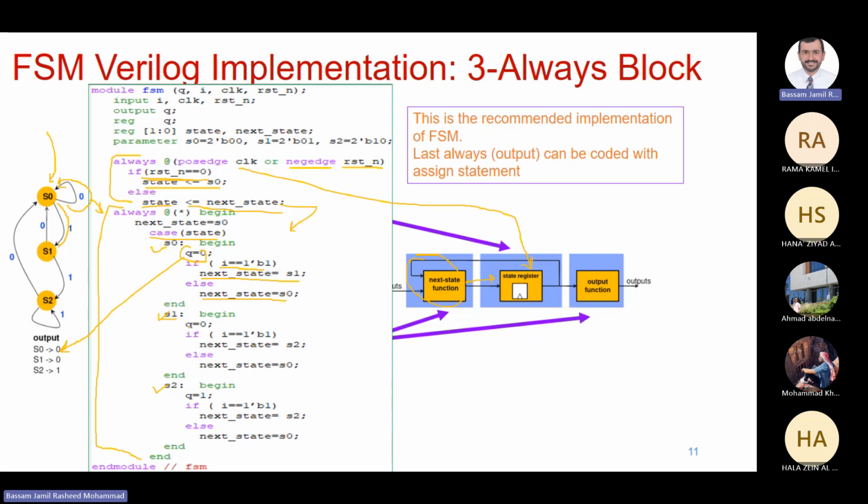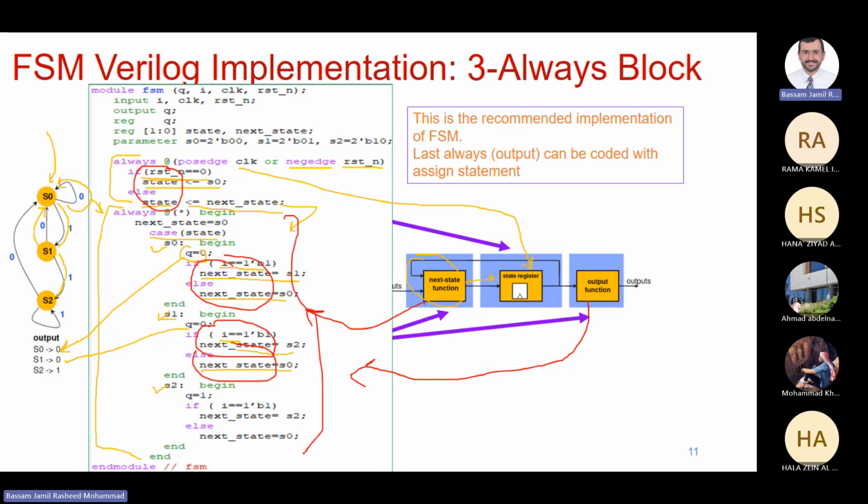If I am in S1, then the output Q is zero. Watch this, this is the output. And if I have an input 1, then my next state is S2. If the input is 0, I'll go back to S0. So I'm implementing the state machine to evaluate the next state. Here, it's important to notice the difference. In the upper part, I assign values to the state. In the lower part, I assign values to the next state and the output. So basically, I am lumping these parts together in this always block.